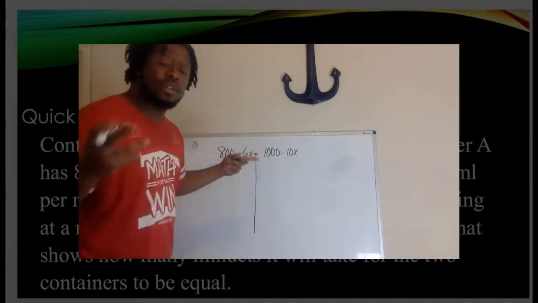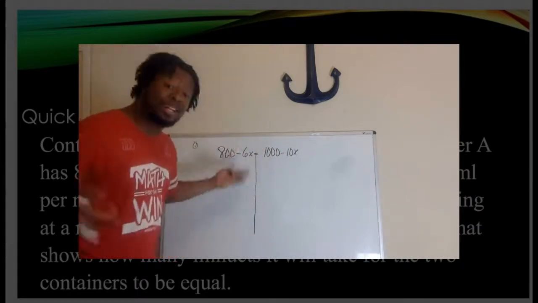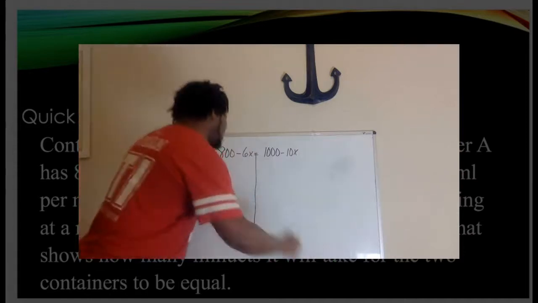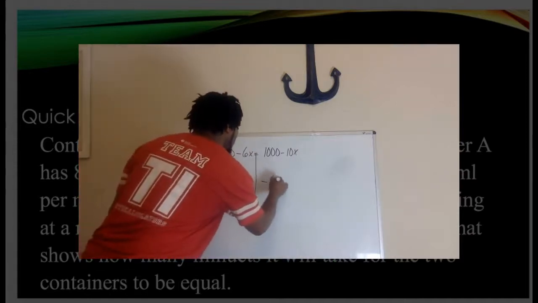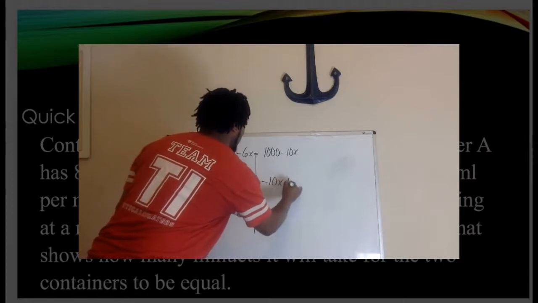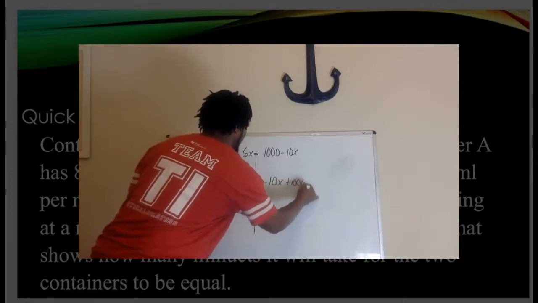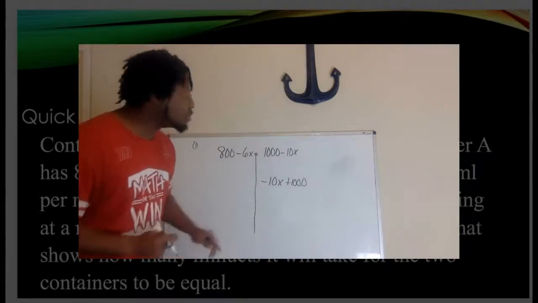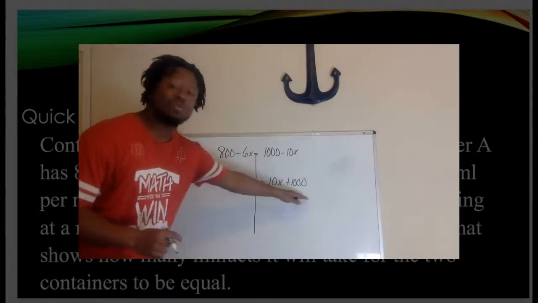Now, if you've never known the difference between a negative and a positive, it just depends on where it is in the expression. Let me go ahead and break this down for you really quick. If you have this right here, how would you say that? I'm hoping you said negative 10x plus 1,000.